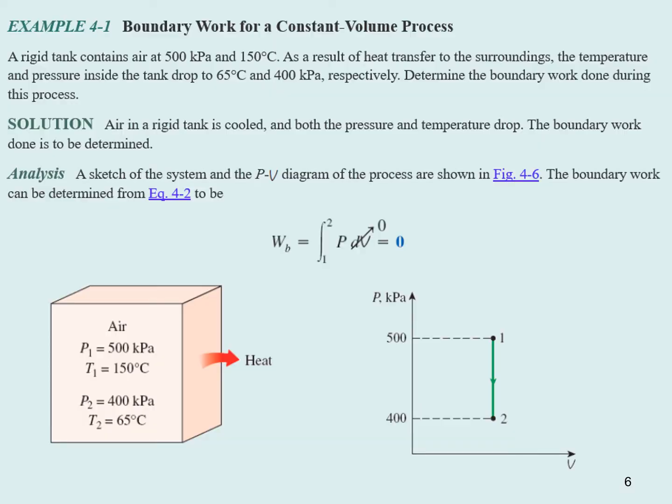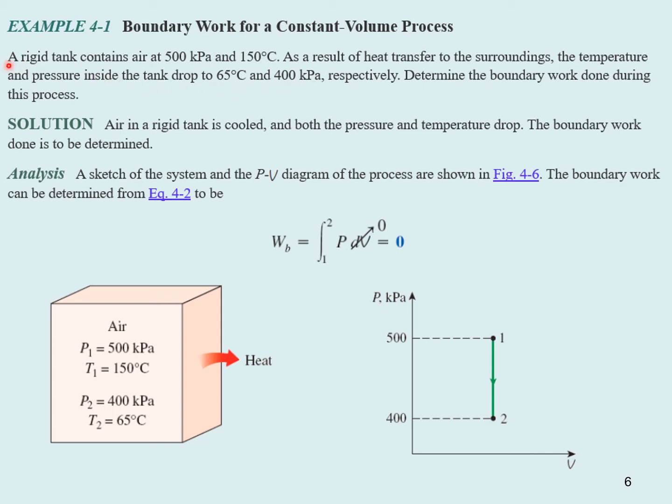So let's take a look at the problem. It says a rigid tank contains air at 500 kilopascals at 150 degrees C. As a result of heat transfer to the surroundings, the temperature and pressure inside the tank drop to 65 degrees C and 400 kilopascals, respectively. Determine the boundary work during this process.